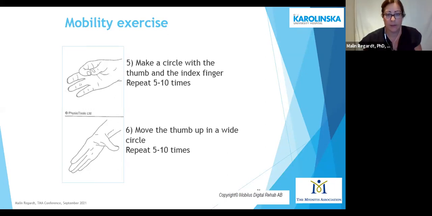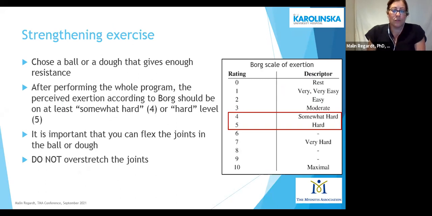Good. For the strengthening exercise, it's important that you have something to exercise that gives enough resistance. And they have made exercise studies on RA, rheumatoid arthritis, and they used the Borg scale of exertion. And they have come to a conclusion that you need to be about on a rating on a 4 or 5 on this scale, so that the dough or the ball is hard enough to get any strength.